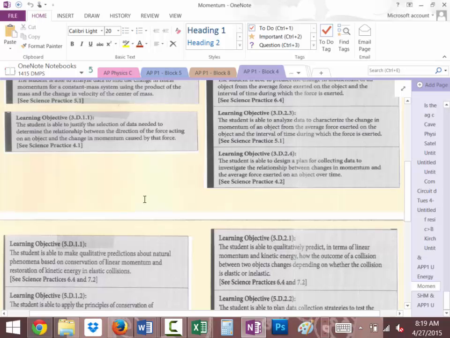The student is able to justify the selection of data needed to determine the relationship between the direction of a force acting on an object and the change in momentum caused by that force. So, in order to measure a force, you either have to have some sort of force meter, or you could measure mass and acceleration. So I think what they're trying to say is that you can identify what data you would need to collect to find the force. That's how I would read that. And to determine the relationship between the force and the momentum.